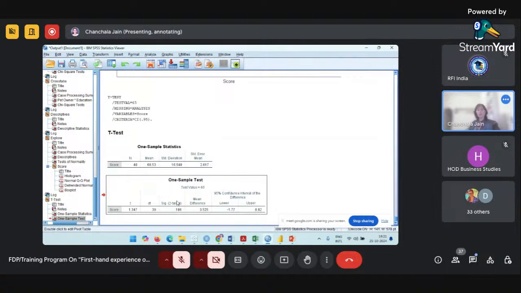Coming down, this table will give you the t-value of the data, right? So you can find the t is 1.347. The degrees of freedom is 39, which is 40 minus 1, right? Then talking about the significance value, which is 0.186. So can anyone tell me, if the significance value, that is the p-value, is 0.186, what conclusion can I draw?